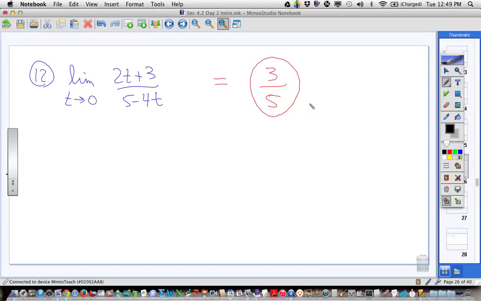What about that one? L'Hopital's rule. Plug in your 0, you get 3/5. Oh yeah, that's just one where you just get the answer right away.